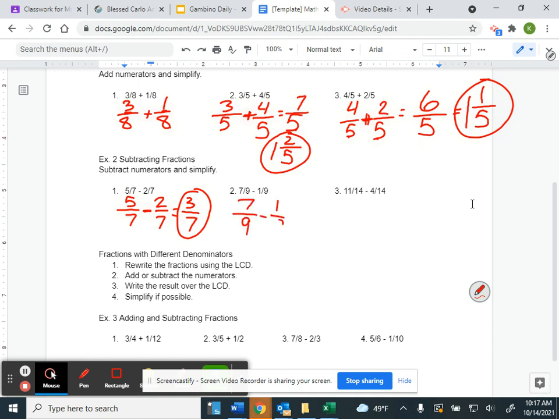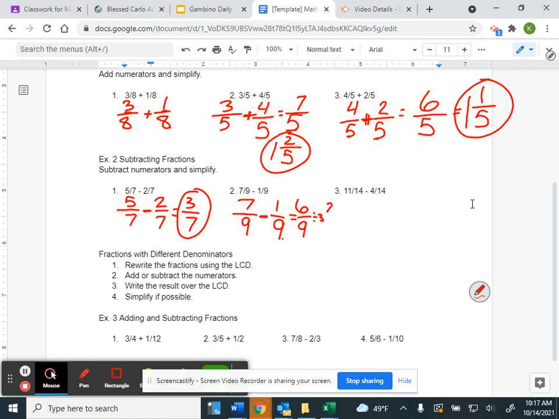7/9 minus 1/9, step number 1 is done. The denominator is the same, so I do my operation. 7 minus 1 is 6/9. Am I done? No. Why not? Because you can divide it by what? 2. No, 3. I can divide by 3.